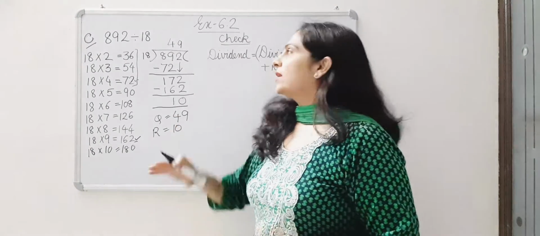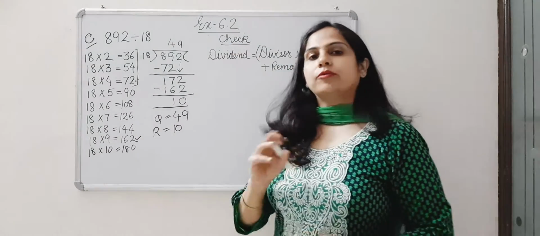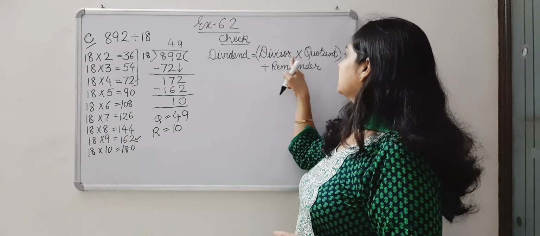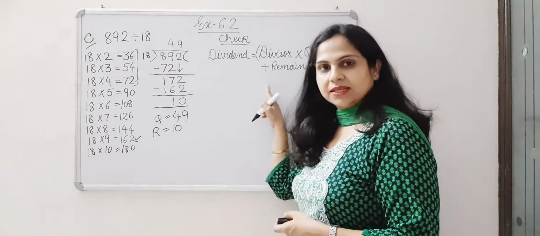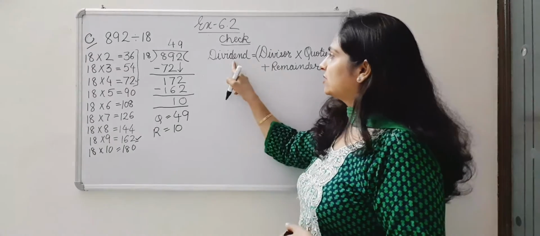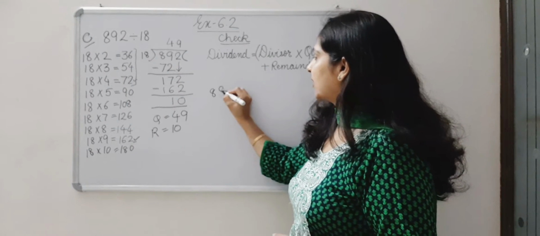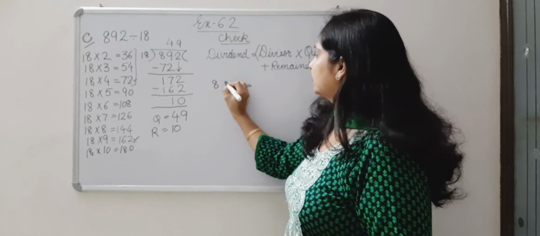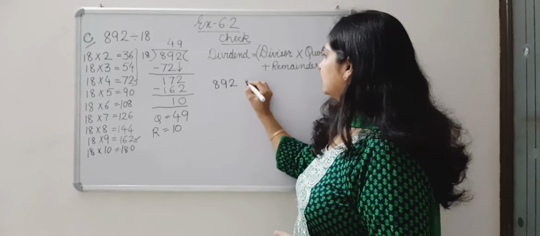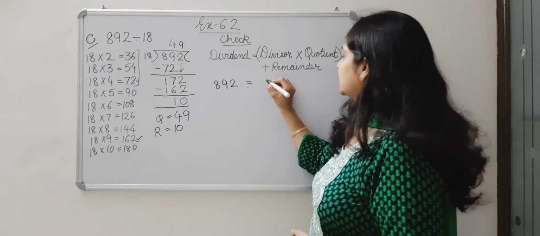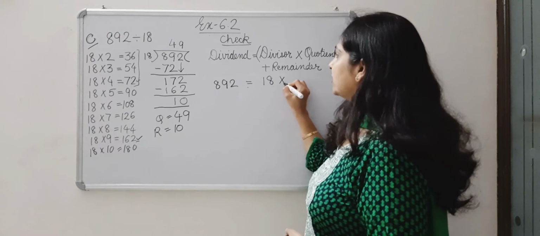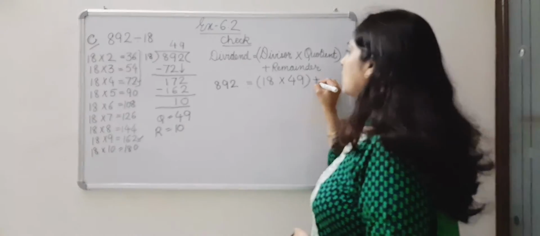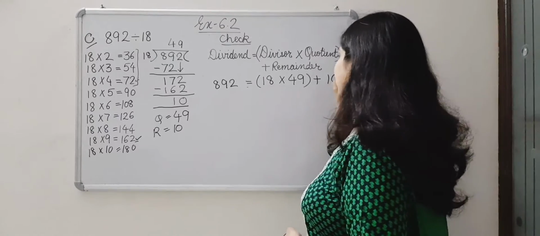Fine. Now our next part is that we have to check also. And you all know what is the relation? The relation is dividend is equal to divisor multiplied by quotient plus remainder. Now let's do it. Dividend is 892 is equal to divisor is 18, quotient is 49. We have to multiply these two numbers plus what is remainder? Remainder is 10. This we have to add.